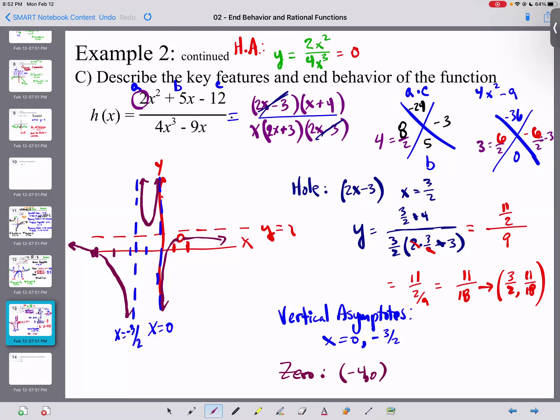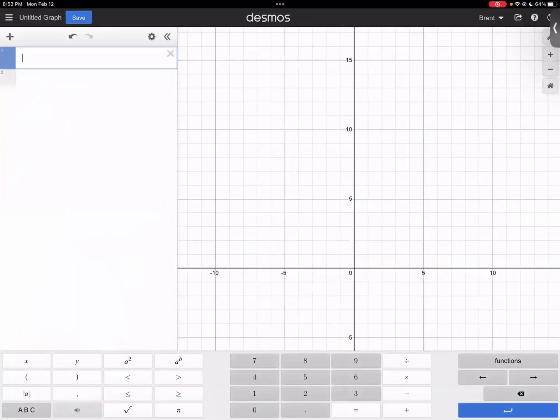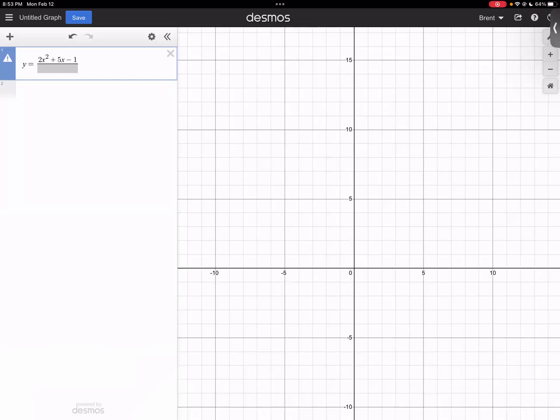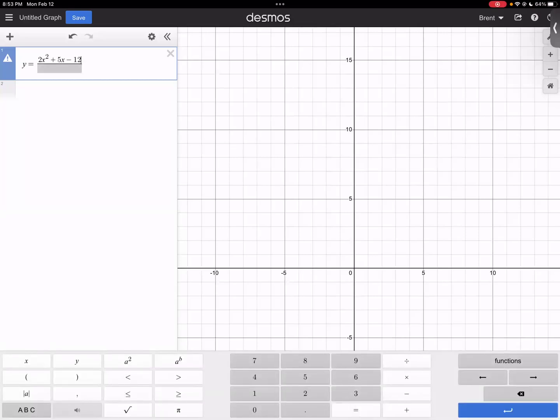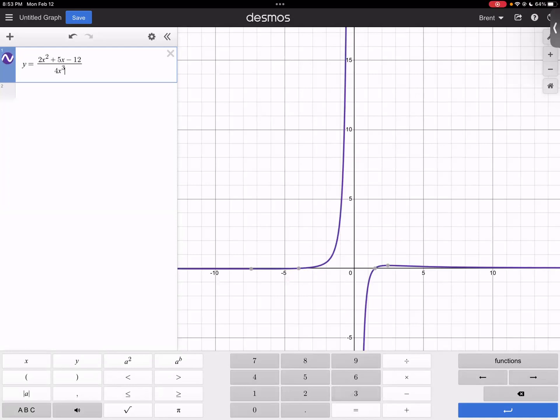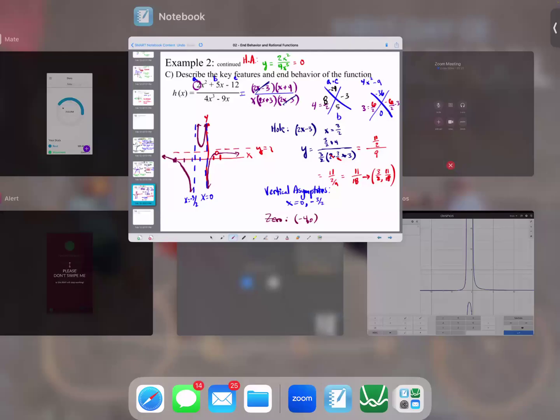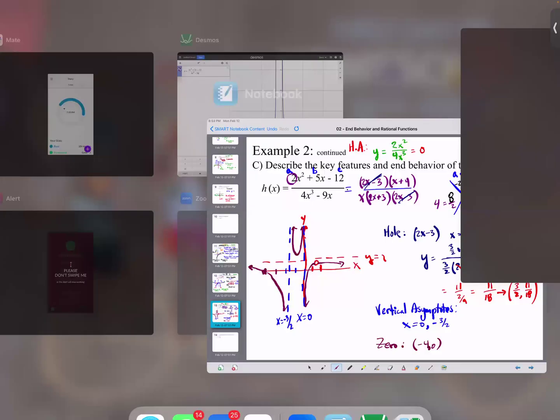And so now I'll graph it. H of x being 2x squared plus 5x minus 12. I'm just going to type in y equals 2x squared plus 5x minus 12 all over 4x cubed minus 9x. So I was off in my estimation unless I typed in something wrong.